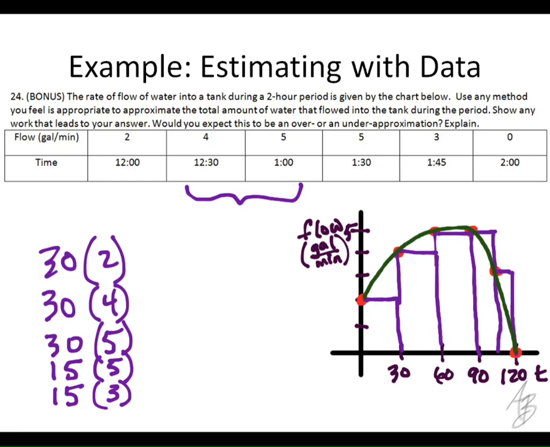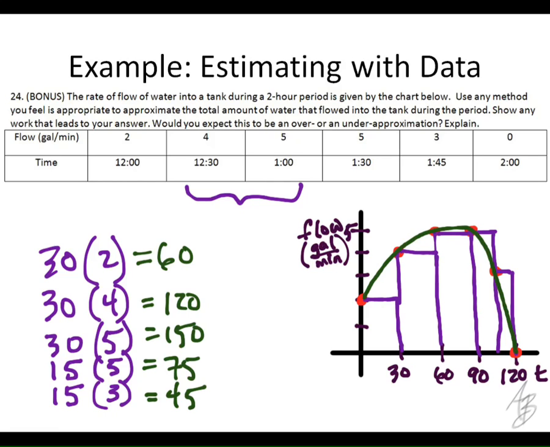We can do the math to figure it out. Did anybody add all these up? No? Okay, that's fine. We could do the math. That's kind of irrelevant here. You should be able to do that, but we would get 60 and 120 and 150 and 75 and 45. If we add them all up, we'd get 450. So 450 gallons. So by using the left rectangular approximation method, we would get 450 gallons. Does that make sense? Okay, what if we wanted to use the right rectangular approximation method?